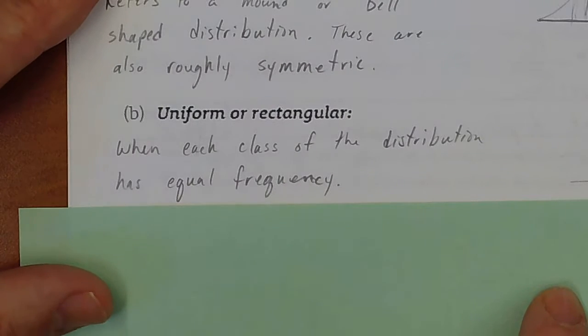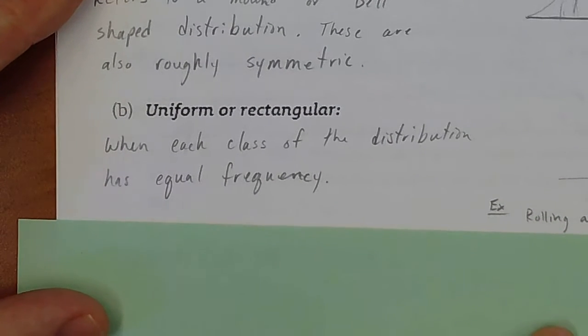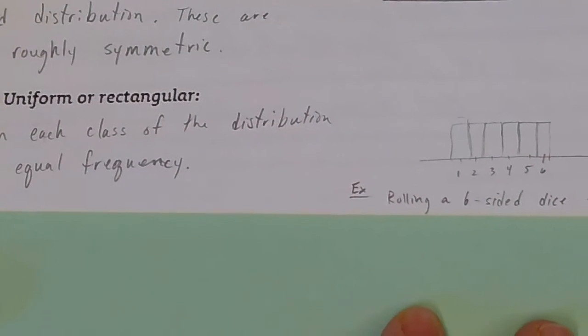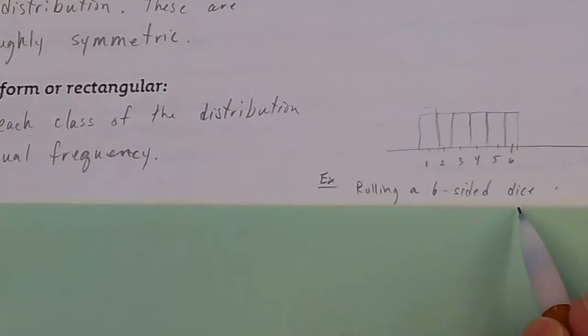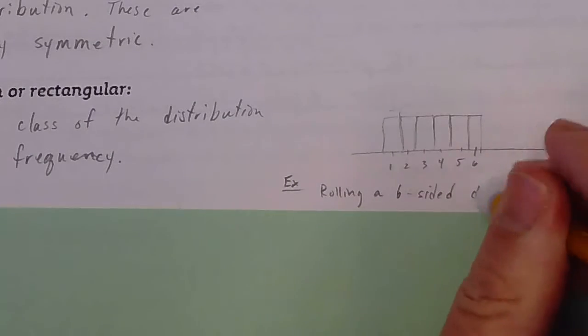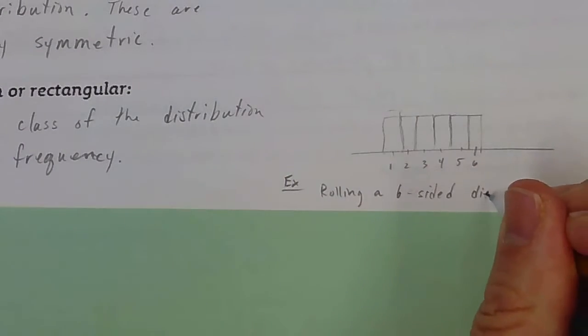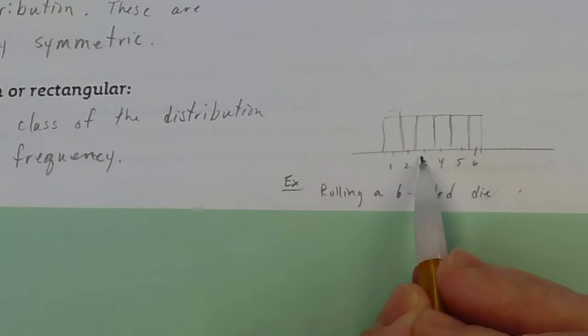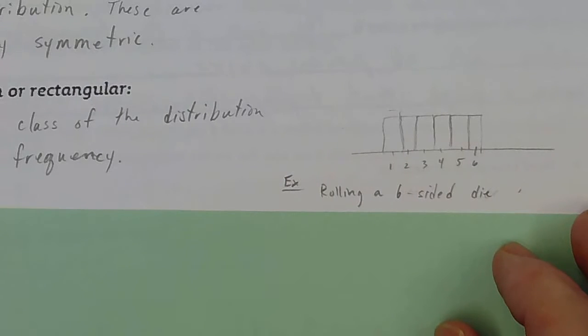What would have a uniform distribution? Let me give you an example. Let's just say I had a six-sided die here and I started rolling it. If I roll a six-sided die, what would happen? Well, in the long run, all the outcomes are equal, right? So it would be uniform.